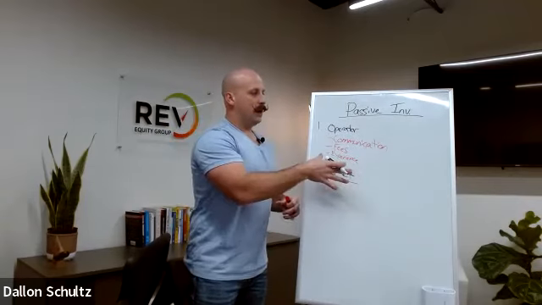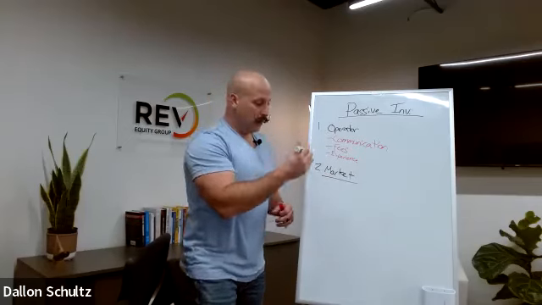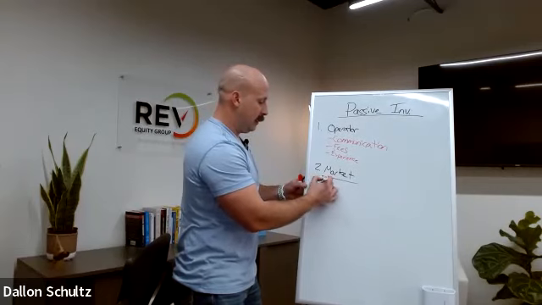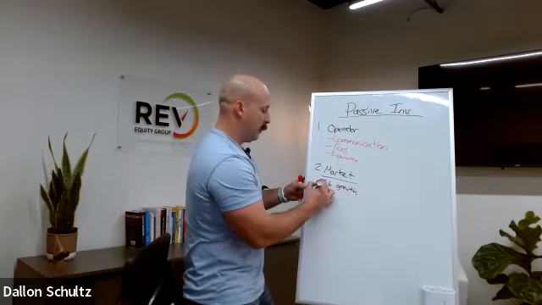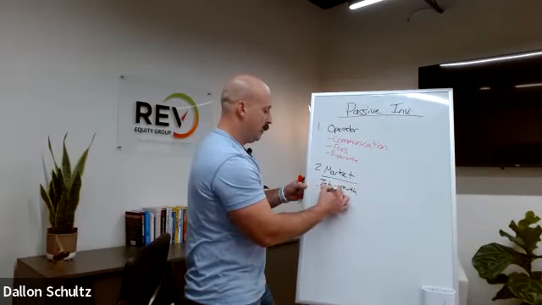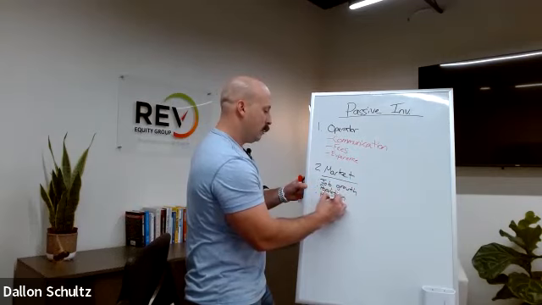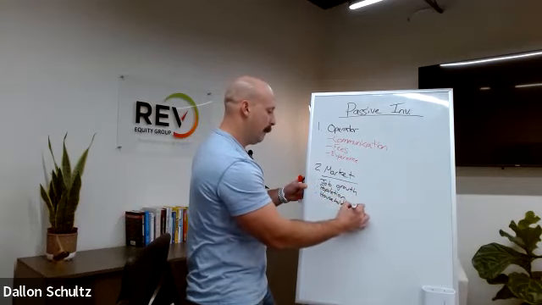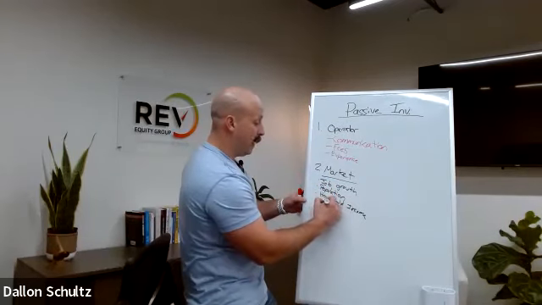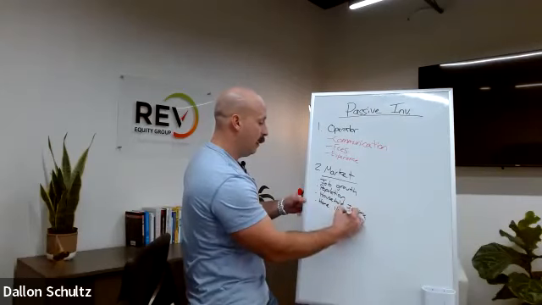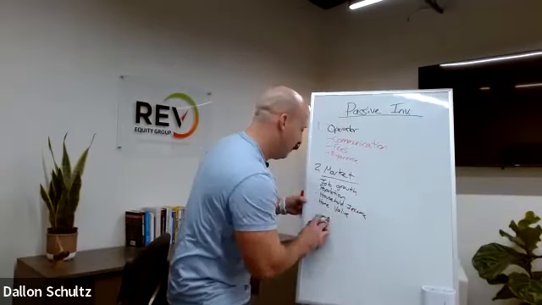So once you've vetted your operator and you're looking at the market, here are a few metrics that you want to look at. Number 1, job growth. 2, population growth. We also look at household income, and we also look at home value and crime.